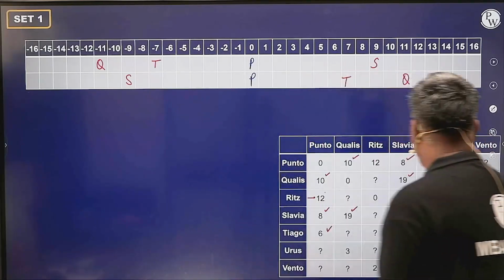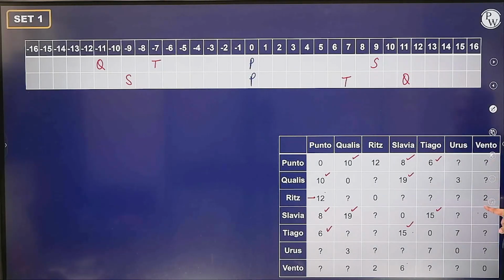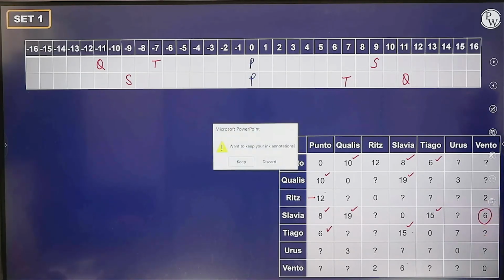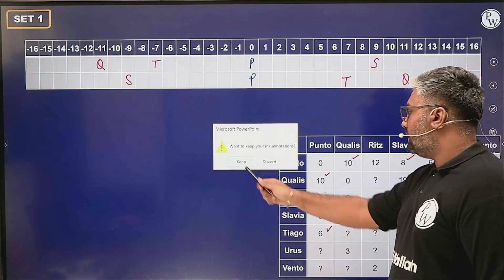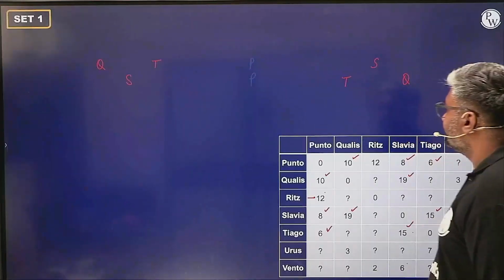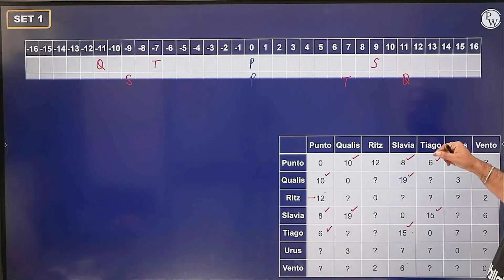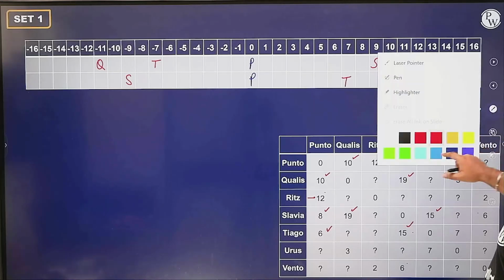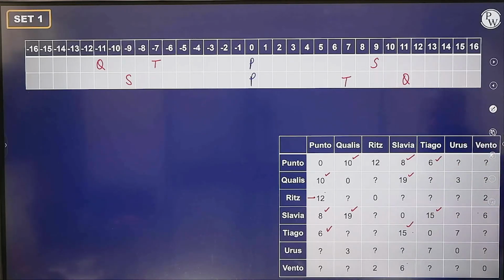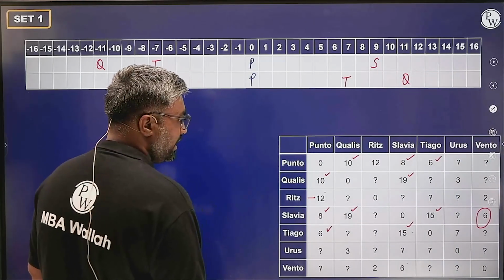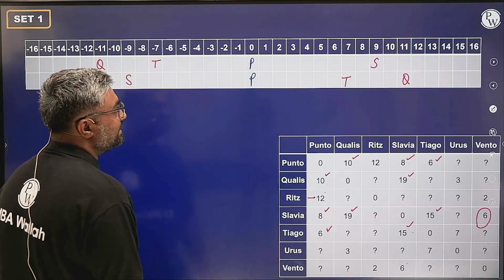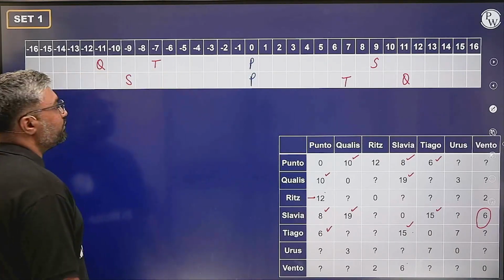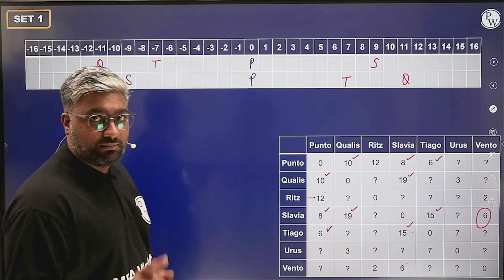So where do you see Vento, guys? Vento with respect to Slavia is 6. We're going to start with this. We're going to deal with this quickly. All right, so what do we see? We see Slavia and Vento at a 6. Let's start with that. So Slavia and Vento at a 6. The problem again is what? We'll have to put it on both the sides. Keep that in mind.